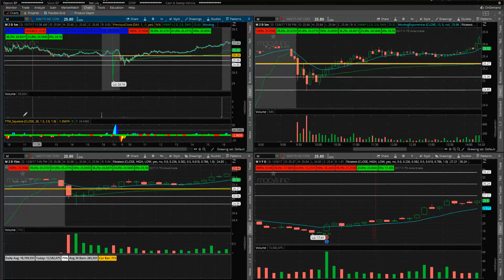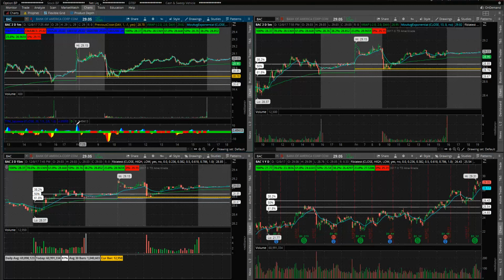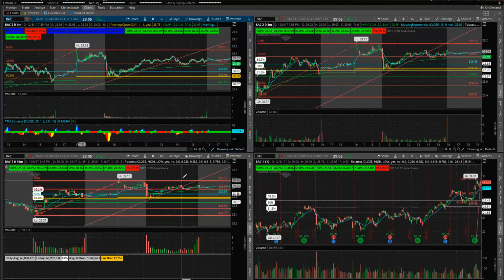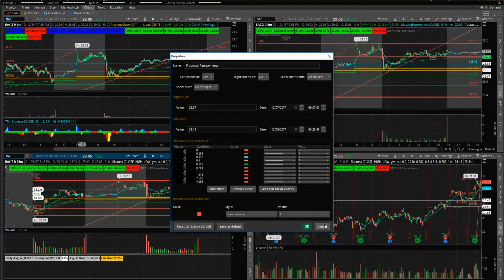So I also talked about Bank of America. Let me pull out Bank of America. All right, so look what happened with Bank of America. Now, I like this because, let me remove this just to, sorry about that.